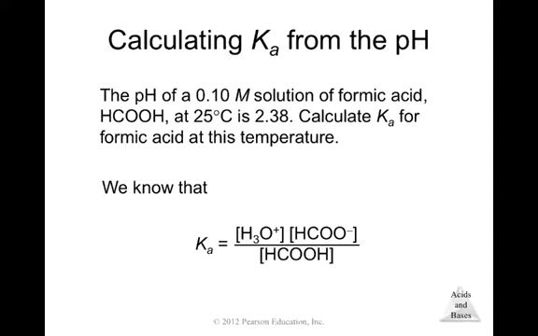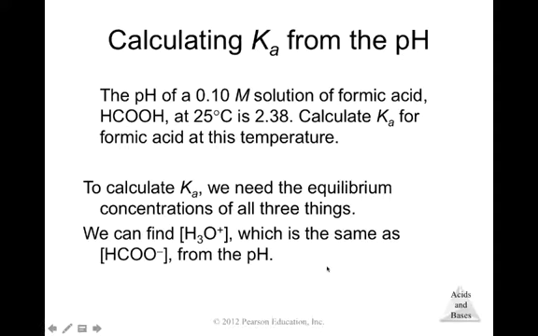So you can use pH to figure out what your Ka is. Let's check out an example of that. The pH of a 0.1 molar solution of formic acid, which is HCOOH, is 2.38. Calculate Ka for formic acid at this temperature. Okay, so we have our equilibrium expression. Ka is going to be the concentration of H3O plus, and your formate ion, HCOO minus, over your concentration of formic acid.